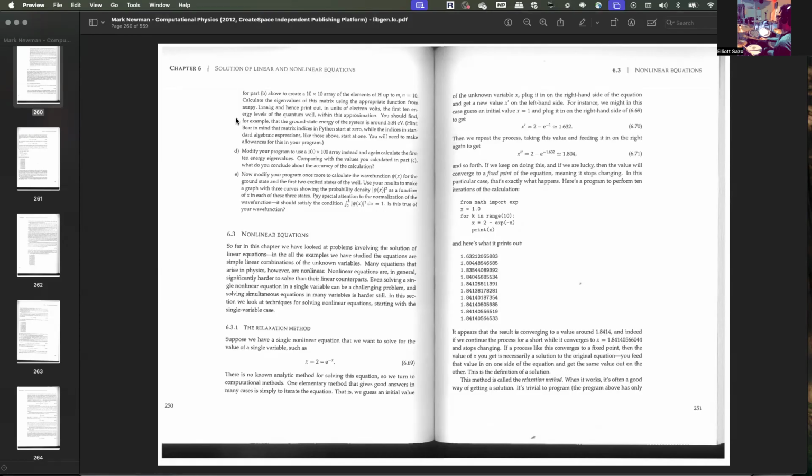So we've been talking about linear equations so far in chapter 6 and how to find the solutions for them. This chapter focuses on nonlinear equations. For example, 2 minus e to the negative x is a nonlinear equation, meaning it's not like a straight line. The way the book solves this is by something called the relaxation method. It pretty much just puts values into x until it reaches a relaxation, a number that's kind of the same overall.